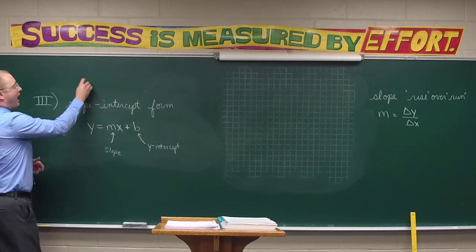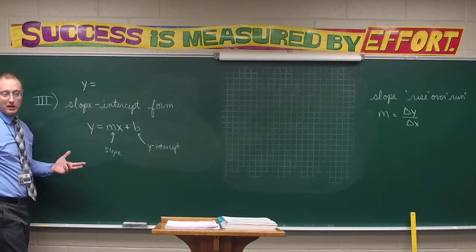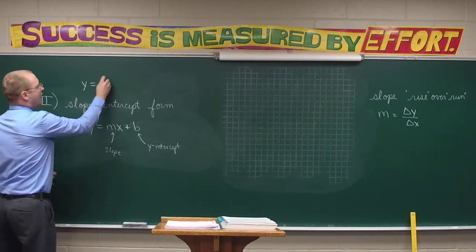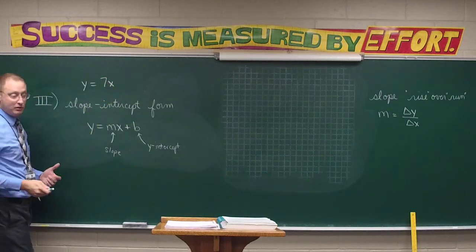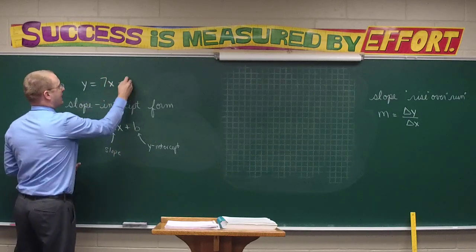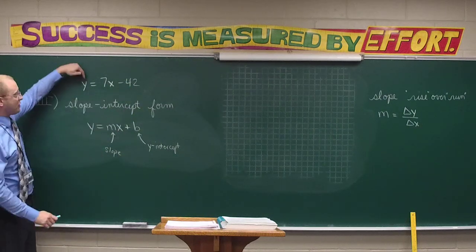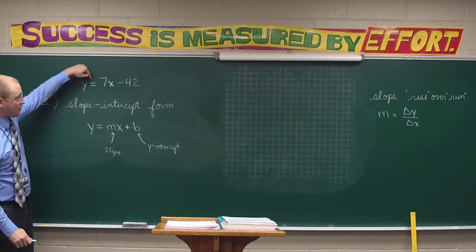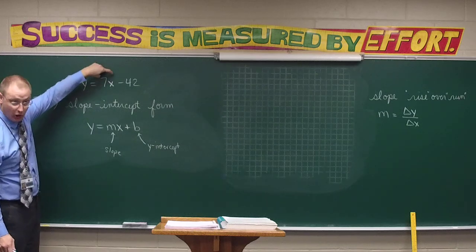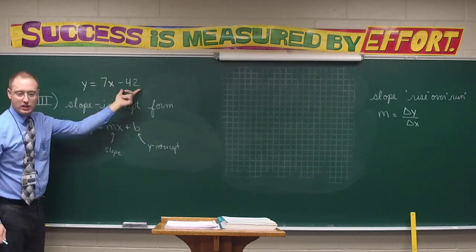So for instance, if I had y is equal to, toss me out a number, 7, x, and then give me another number. 42. Negative 42. All right, whatever, okay? Some random number. Do you see the y is by itself, then the equal sign, then the x term, then the constant at the end.